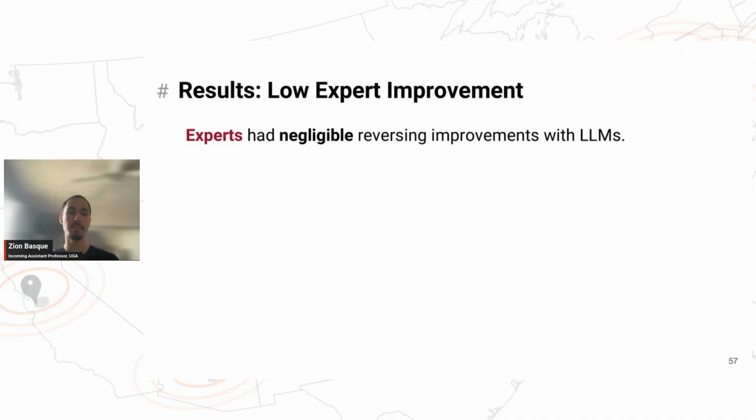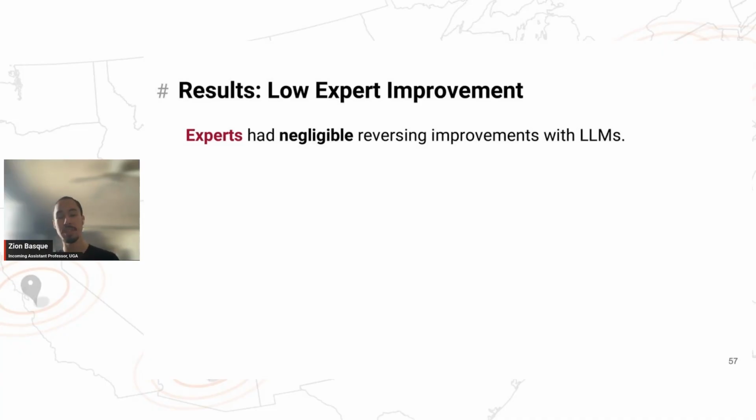Now, that was great, but you must be wondering: if novices did so much better from this kind of condensing of knowledge they didn't originally have access to, did experts actually find an improvement while using large language models? Unfortunately, experts had a negligible reverse engineering improvement while using large language models. Although experts and novices actually used these LLMs the same amount, they disproportionately got improvements. Experts got almost no improvement from using large language models. We saw no significant difference in their improvement status.